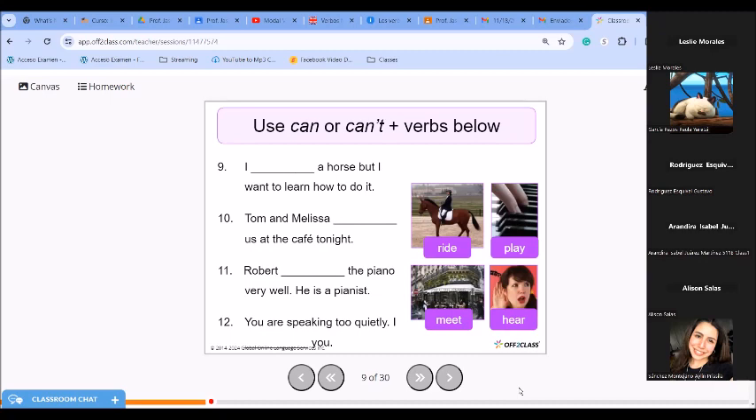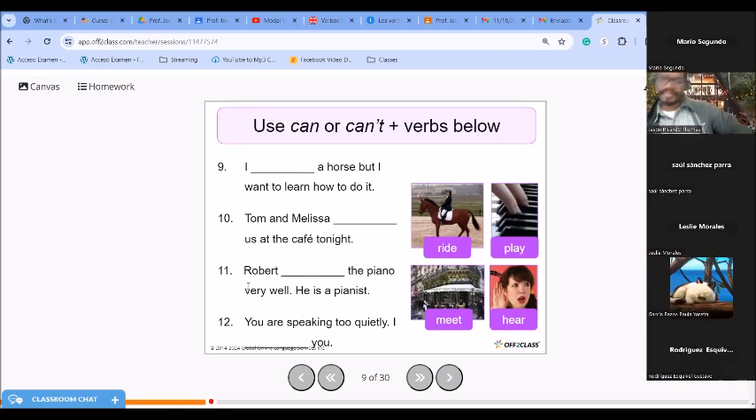Tom and Melissa can meet you at the cafe tonight. Just be very, very careful. Meet us. Okay. Good. All right. Back to you, Mario, number 11. Robert can play the piano very well. He is a pianist. Good. He can play the piano. All right. And number 12, Isabel.